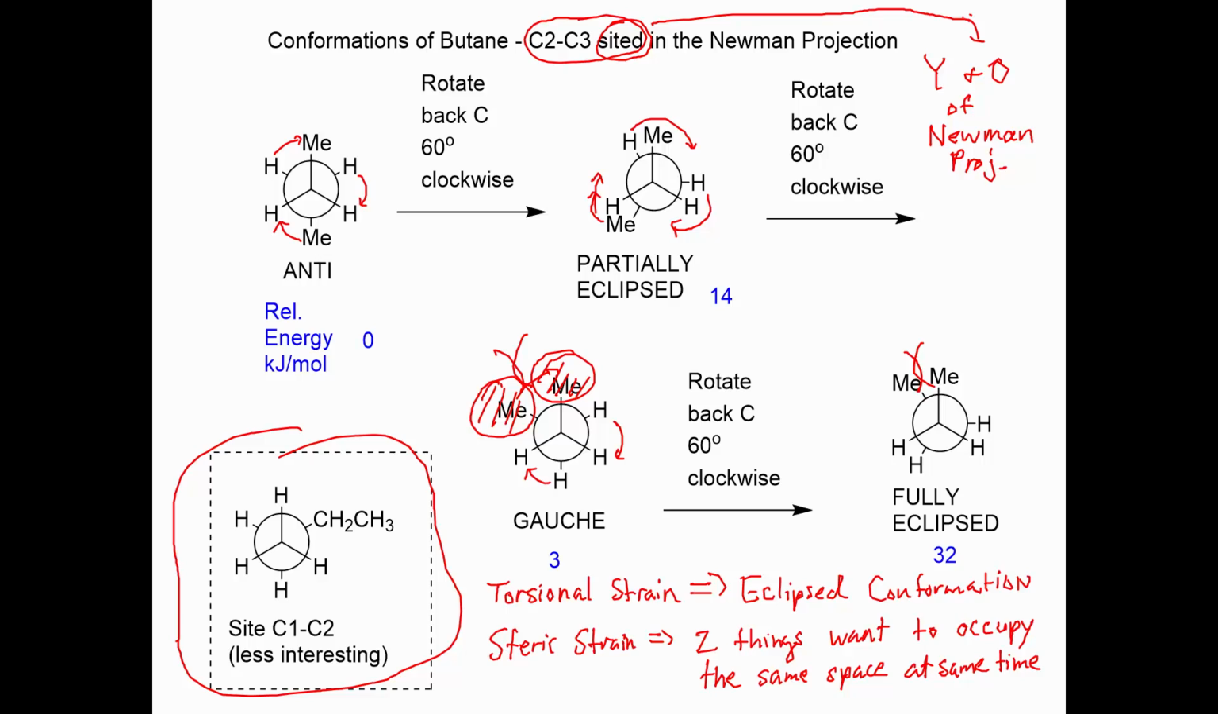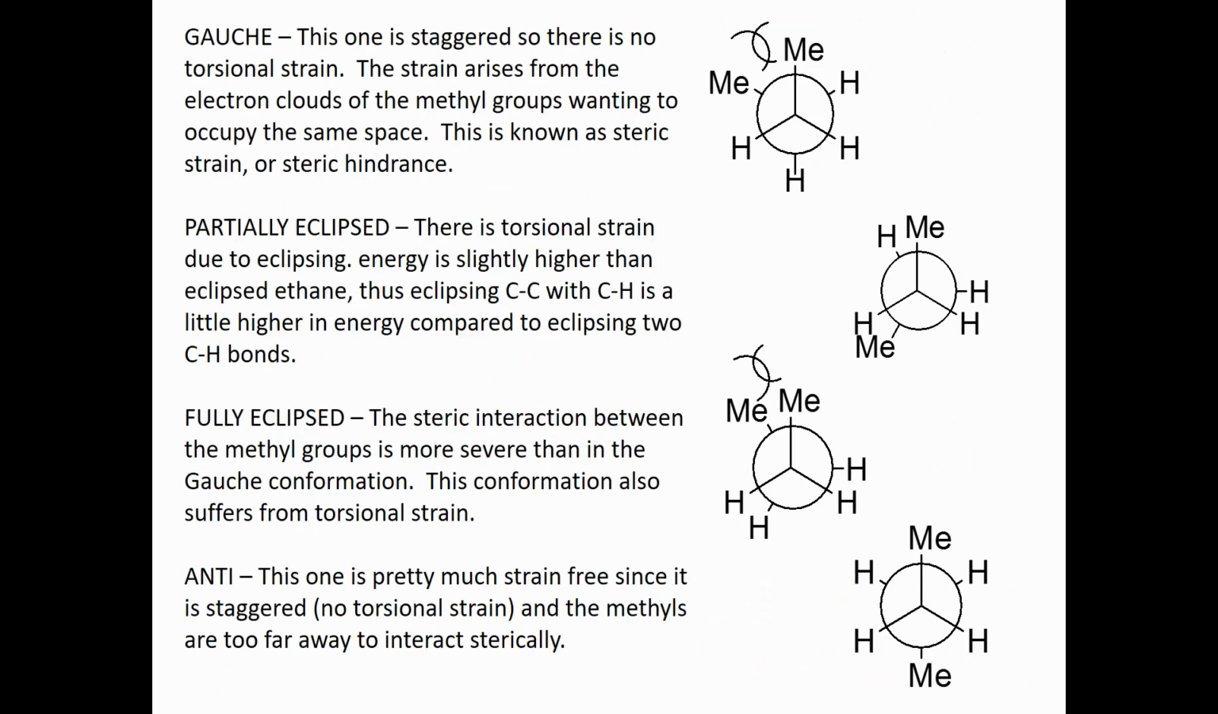So let's just review the strain features that are going on in each of these. We're going to regard the anti, which is shown at the bottom, as pretty much a strain-free molecule. There's no torsional strain since it's staggered, and the methyls are too far away to interact in any sort of way sterically. The gauche is a little bit higher in energy, and this is due to the fact that the methyls are starting to get close to each other.